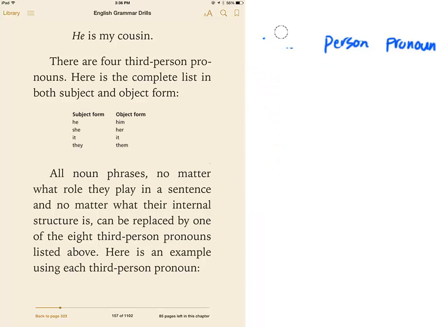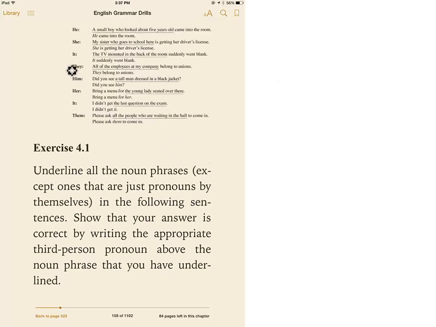If you want to go ahead and do a little snapshot picture in your PDF, you can do a snapshot of this little group right here. So you have all the pronouns that you need, third-person pronouns. But let's take a look at how these are used. Here are some sentences. I'm not going to do all of these for you, but I'll read an example of each. A small boy who looked about 5 years old came into the room. How did we do that? He came into the room. So all that noun phrase up here that's underlined is replaced.